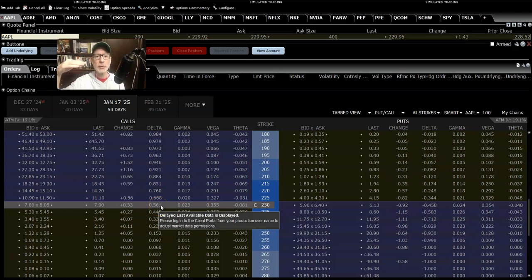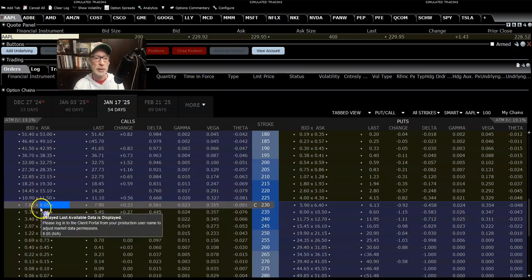So if Apple jumps up by $1 per share, this contract at 230 calls will go up by 56 cents per contract. Okay, so it's going up by about 56% of that. This thing would be worth $8.56 if Apple jumps by $1.